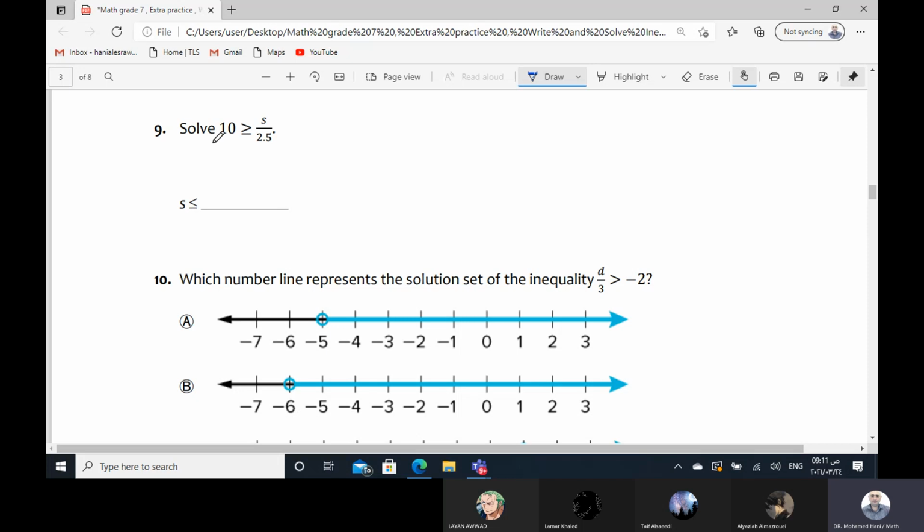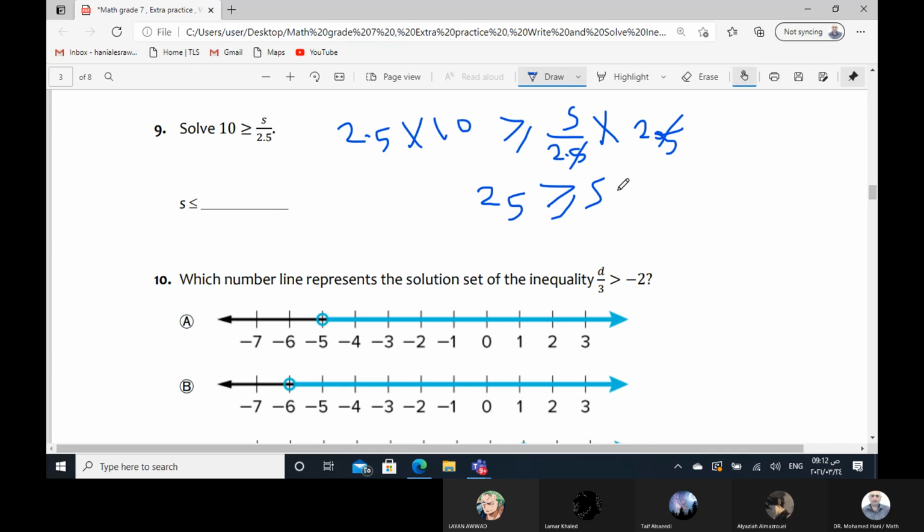We have a second way to solve this problem. We want to remove 2.5 from here. How to remove 2.5 from the denominator? You can multiply the two sides by 2.5. Now, as you see here, we have 2.5 up and 2.5 down, means 2.5 divided by 2.5 will be 1. Remains s, and the sign here less than or equal. Then 10 times 2.5 will be 25. So s less than or equal 25. I think it's clear now. Who has any question here?